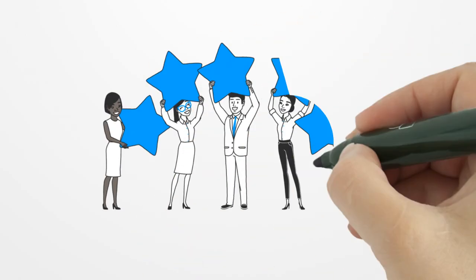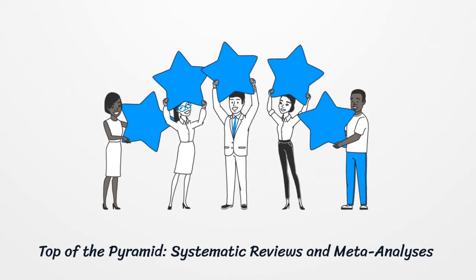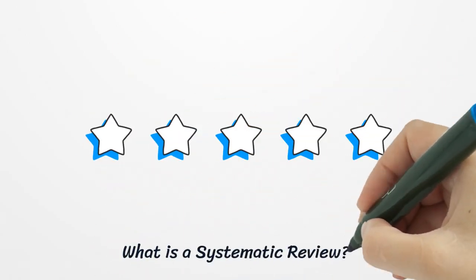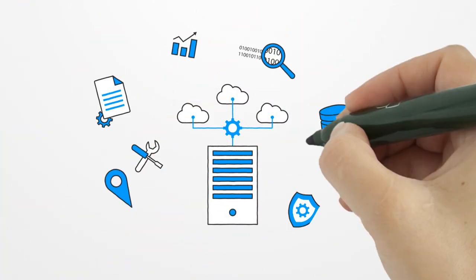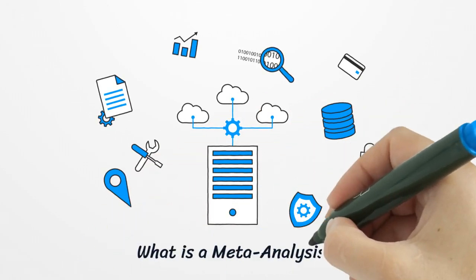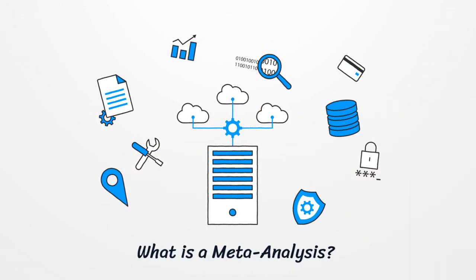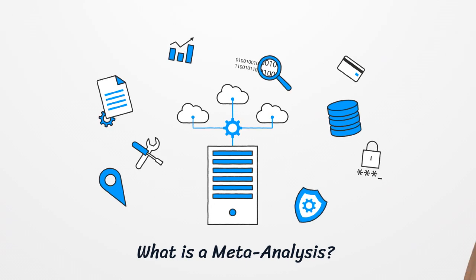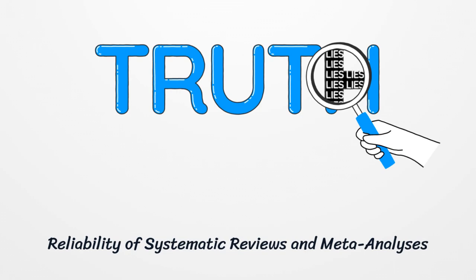At the very top, we have systematic reviews and meta-analyses. A systematic review gathers all available studies on a topic, critically evaluates them, and summarizes the findings. A meta-analysis goes even further by combining data from multiple studies to create a single, powerful conclusion. These are highly reliable because they bring together large amounts of data.